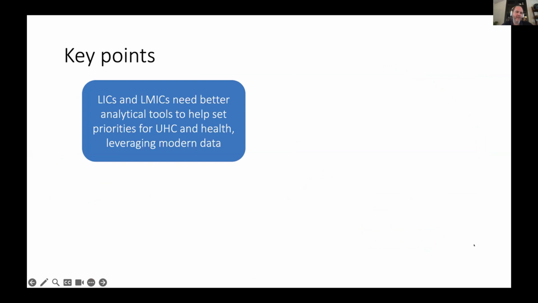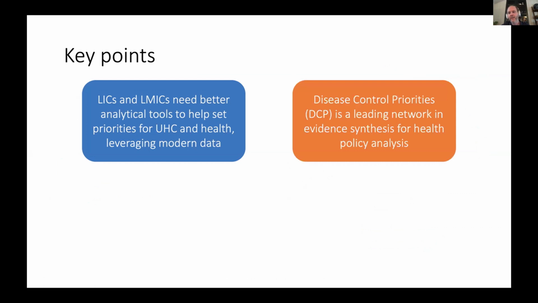As I've said a couple of times, I think it's really clear that low and lower middle income countries in particular need better analytical tools to help set priorities for UHC and health in general that leverage modern data sources or data that are routinely available. I talked a little bit about the Disease Control Priorities Network, which is really the world's leading network in evidence synthesis for health policy in low and middle income countries.